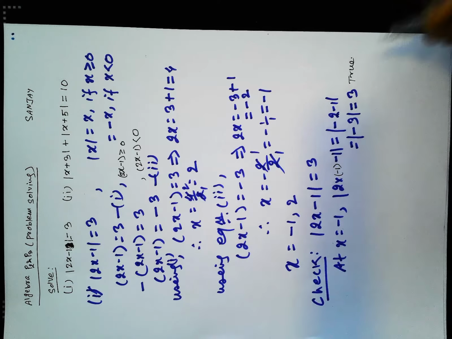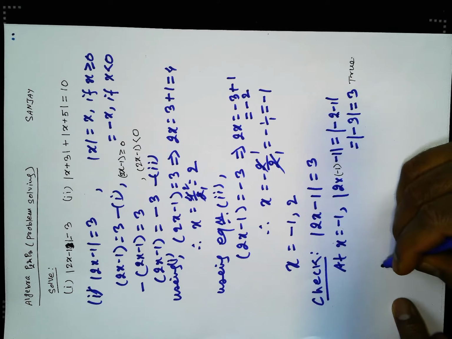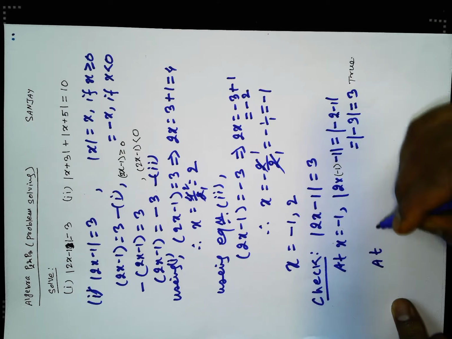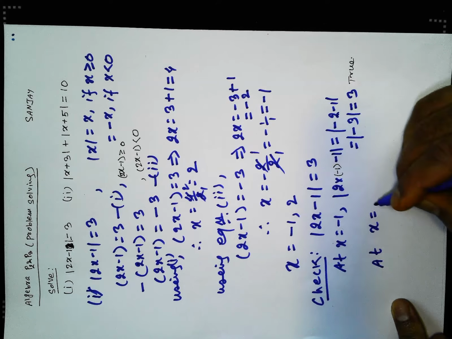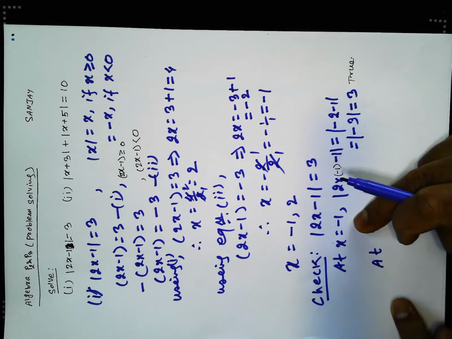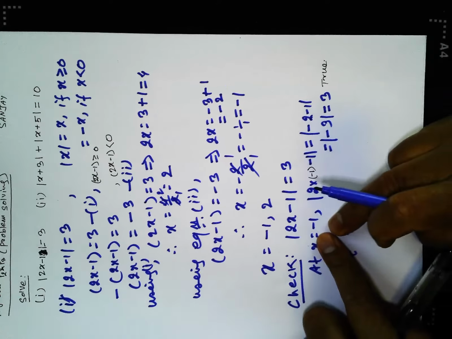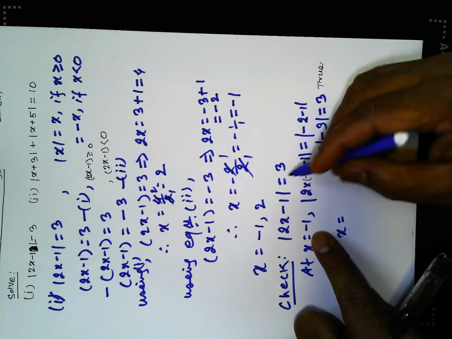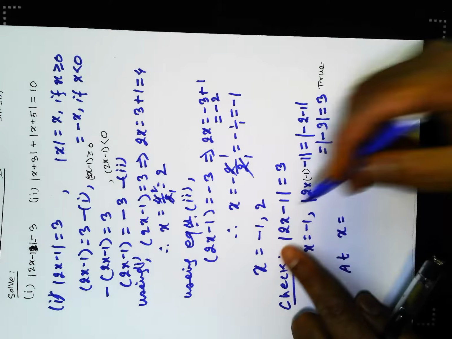So x equal to -1 is selected as the solution. Now let's check at x equals to 1 value. We have already tested from -1. Now we shall test another value 2, which we have got through this process.